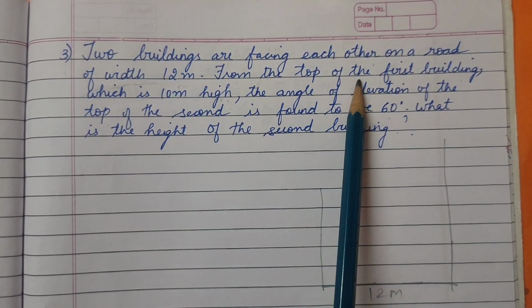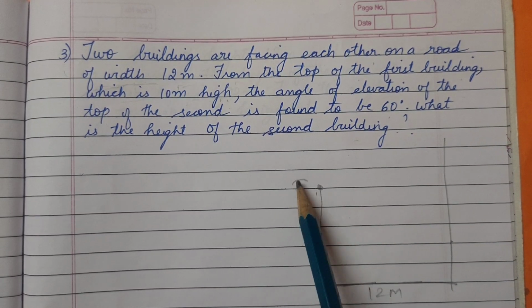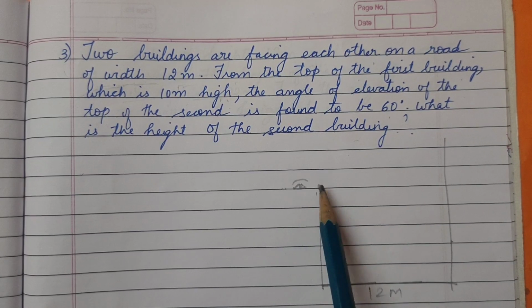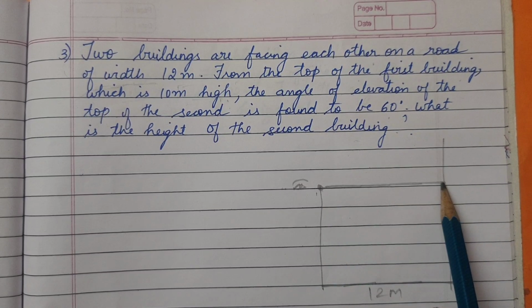And from the top of the first building, ये जो फर्स्ट बिल्डिंग के टॉप में, the observer is here. Okay, the observer is here from the top of the first building. So the observer is here means definitely first we will put a horizontal line. Okay dear, we have put a horizontal line.